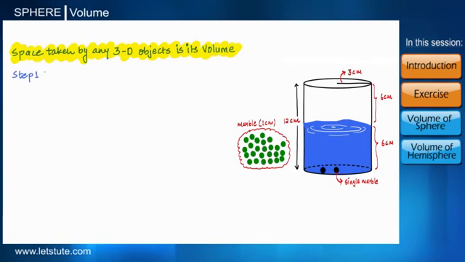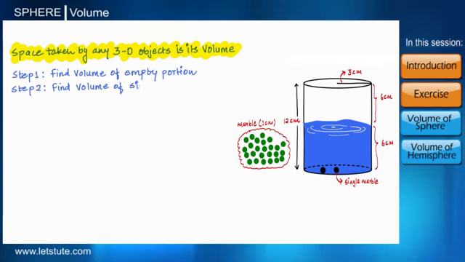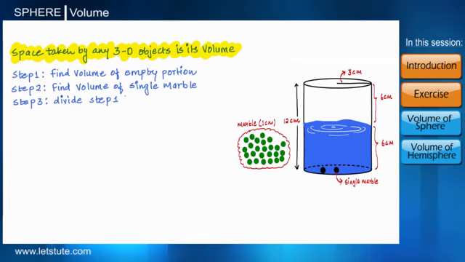So first of all, we will calculate the volume of the empty portion of the glass, followed by the volume of a single marble. And then we will divide the volume of the empty portion of the glass by the volume of a single marble. That will give us the number of marbles required. So let's do it one by one.